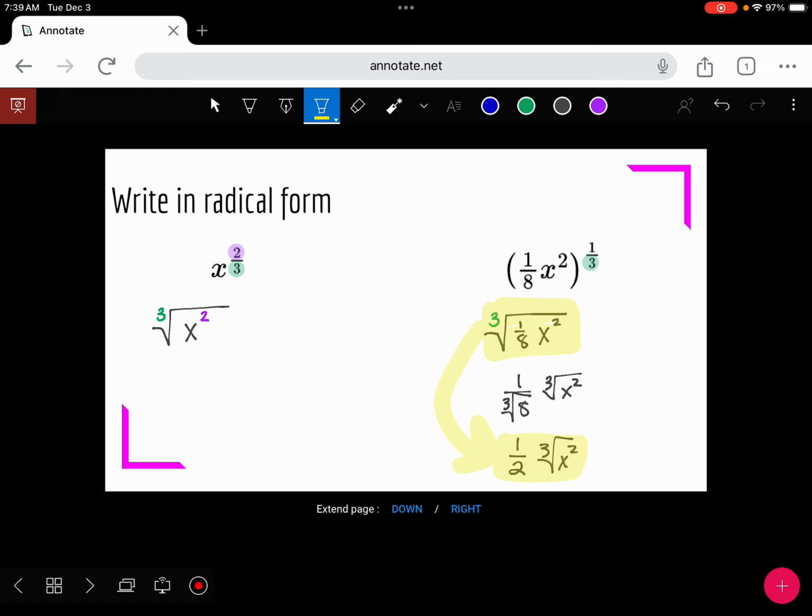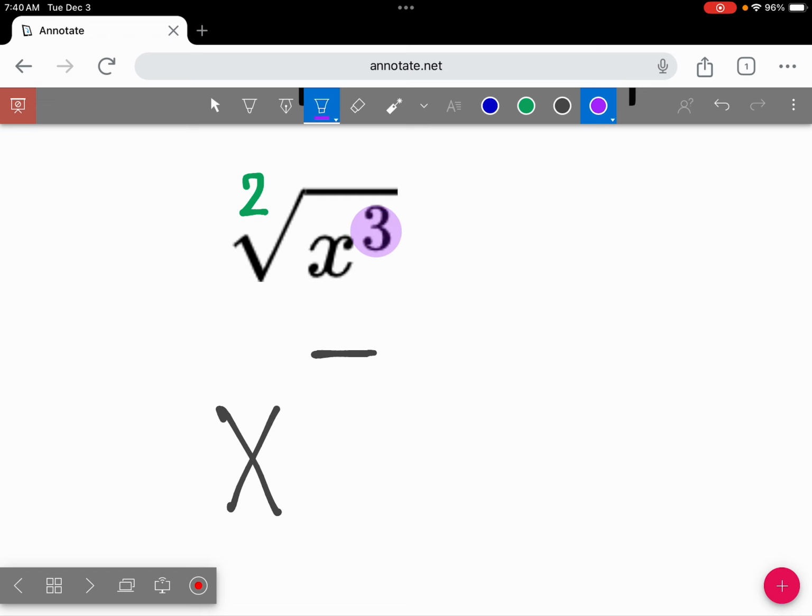Okay. Let's try a little bit more, but now we're going in the other direction. We're going to write it in our exponential form. So what is my index on this left one? 2. If there's nothing written there, it's a 2. So if we want to write this in our exponential form, we're going to have x to what fraction? 3 halves. Our power is 3. It is currently on top. It stays on top. And our index is 2.